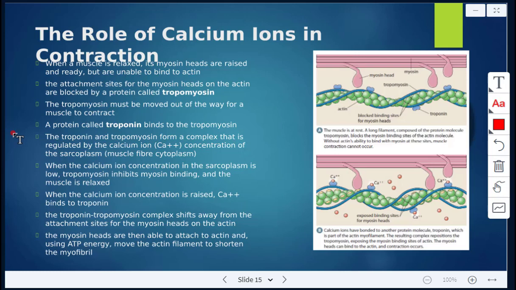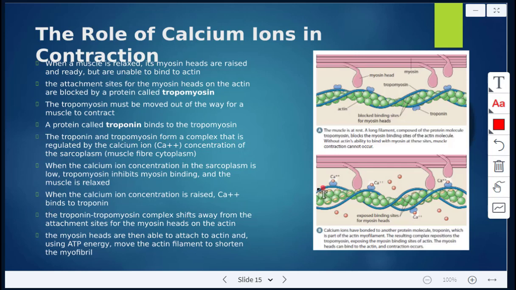The troponin and the tropomyosin form a complex that is regulated by the calcium ion concentration of the sarcoplasm. Okay, so that's again the cytoplasm of the muscle fiber. When the calcium ion concentration in the sarcoplasm is low, tropomyosin inhibits myosin binding and the muscle is relaxed. When the calcium ion concentration is raised, calcium will bind to troponin. So this troponin-tropomyosin complex shifts away from the attachment sites for the myosin heads on the actin.